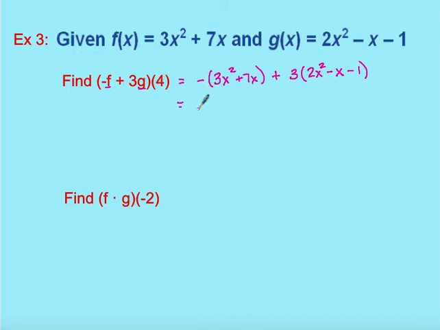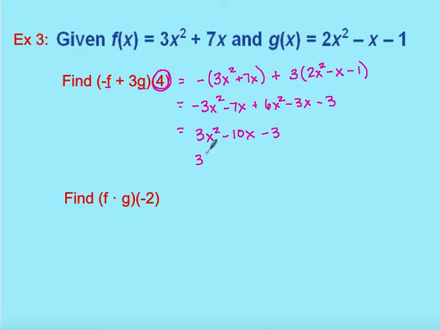So let's simplify what I have so far. I have negative 3x squared minus 7x plus 6x squared minus 3x minus 3. So I distributed my negative 1 and I distributed my 3. I'm going to go ahead and collect like terms now. So that's going to give me 3x squared minus 10x minus 3. Now what I'm going to do is I'm going to replace all of my x's with 4.